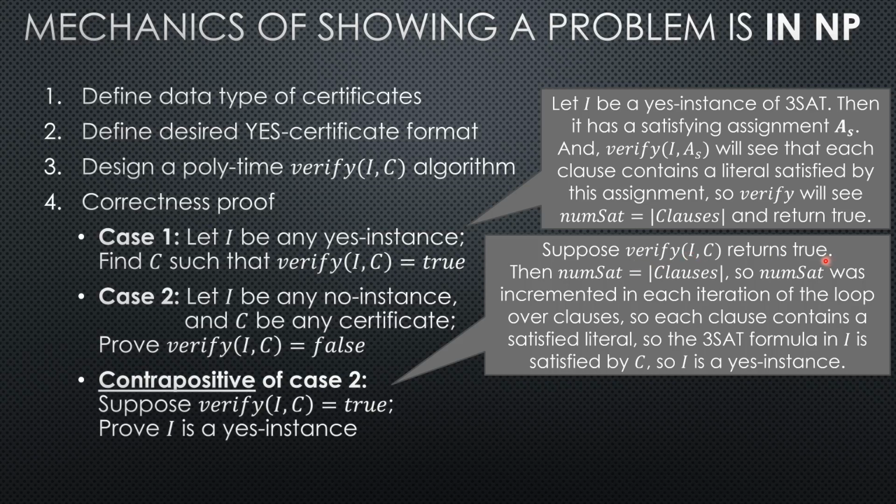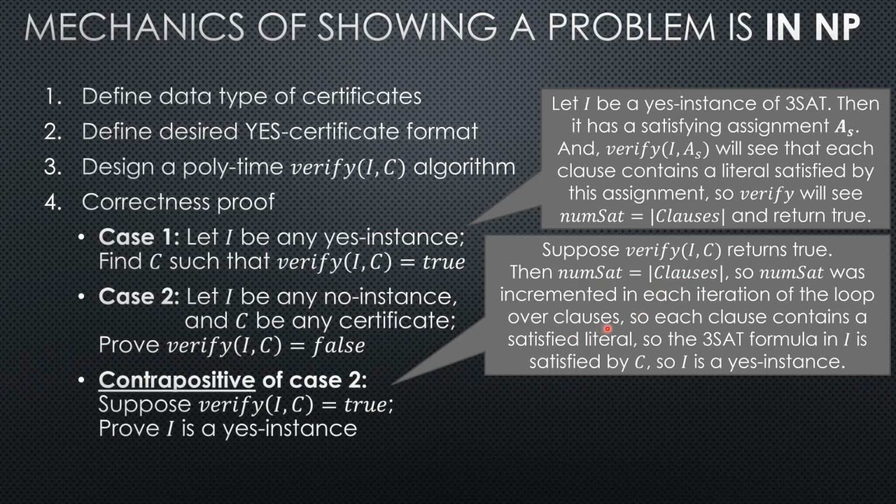Okay, so what do we know? Well, if we return true, then we return true only if numsat equals the cardinality of clauses, if we've satisfied all the clauses. So numsat has to have been incremented in each iteration of the loop over the clauses. And we only increment it once per iteration of that loop, because as soon as we increment it, we break out of the literal loop and go to the next clause. So it's incremented at most once per iteration of the clause loop, and it has to be incremented exactly once per iteration of the clause loop if numsat reaches the cardinality of clauses at the end.